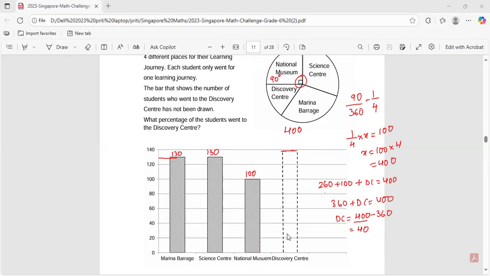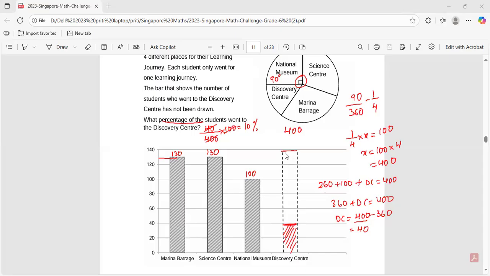40 students. So actually it is here. So how many students were there at the Discovery Center? 40. But that's not the answer. The answer is what percentage of the students went for Discovery. So 40 students out of 400 went for Discovery. So this is 40 out of 400, and so 10% of the students went for the Discovery Center.